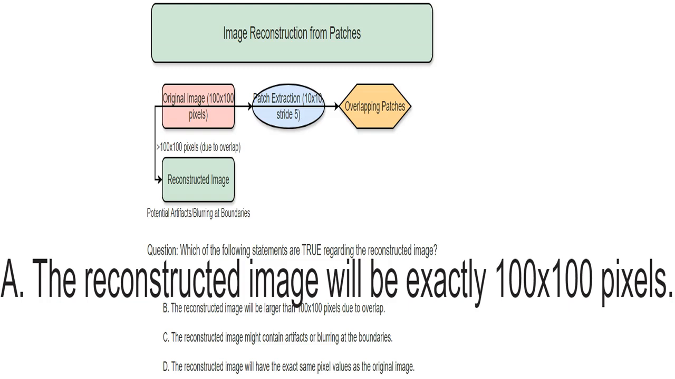This statement is incorrect. Because the patches overlap, the reconstructed image will be larger than the original 100 by 100 pixels. Think of it like laying tiles. Overlapping them makes the final area larger than the sum of the individual tile areas.